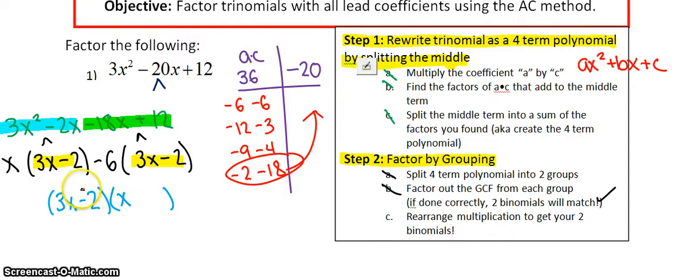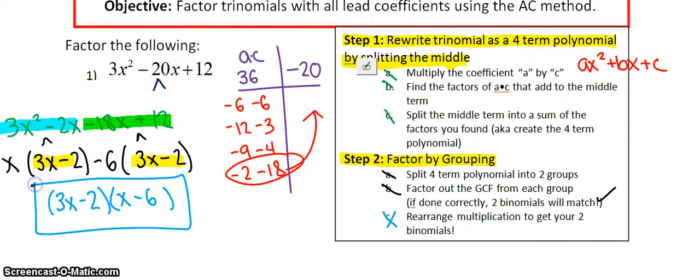So this x would get distributed to both parts. We also have to multiply 3x minus 2 by negative 6. So as I write that in a binomial and you think about what this means, this expression here means I multiply 3x minus 2 by x and I multiply 3x minus 2 by negative 6, by definition of double distribute. So if you think of double distribution, these 2 expressions are equivalent. So that's what it means by rearranging the multiplication to get our 2 binomials. And this would be our final factorization.